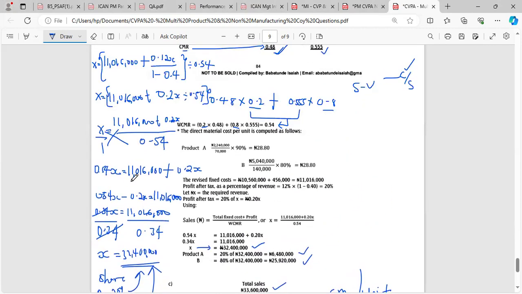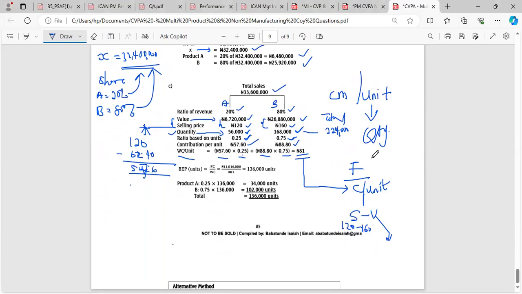So what's our fixed cost? 11,016,000, because I'm making use of information in B. So just put it here: 11,016,000. What's our weighted contribution? 81. So if you divide, we have 136,000. So you have to share now using your ratio 0.25 and 0.75. 0.25 of this amount, and 0.75 of this same amount. This gives us 34,000 and 102,000 units, which gives us in total the same 136,000 units.